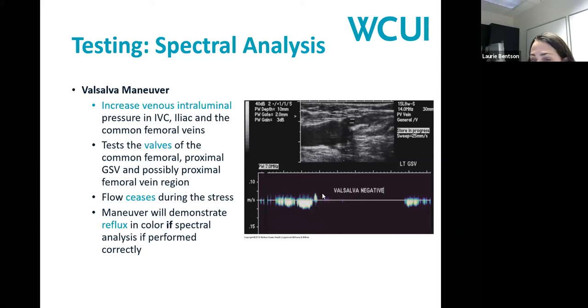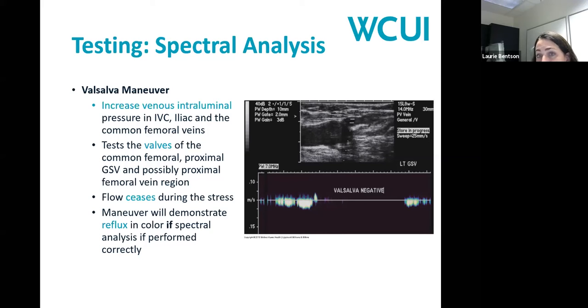So here, the same image we looked at before, the valves are coming together. There's a little bit of reflux there, physiological reflux, and then the flow stops because the valves are together. They're together because of that increase in venous intraluminal pressure with the patient performing the Valsalva maneuver. The Valsalva maneuver is with the patient taking a deep breath in. This is what I tell my patients to do: take a deep breath in, tighten their stomach muscles, and then bear down. And I'll do it with them and practice a few times.